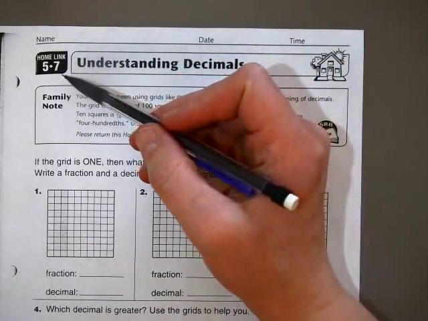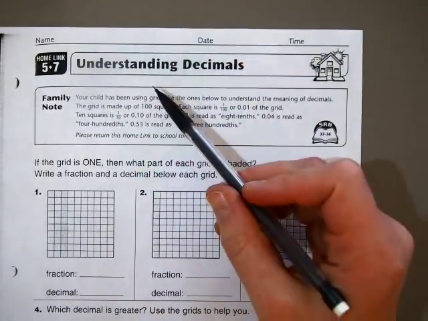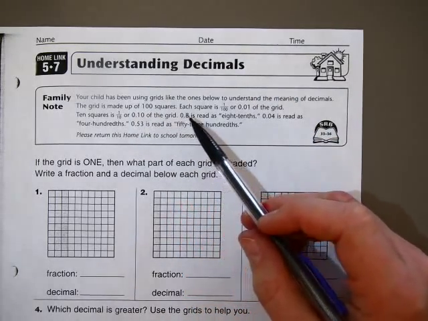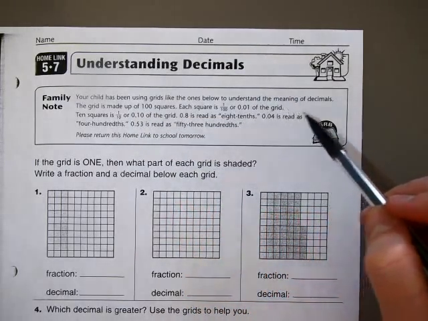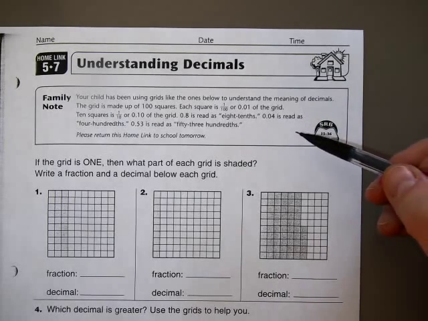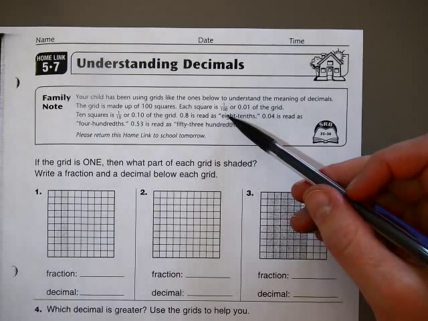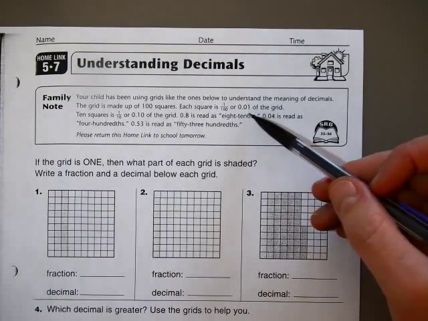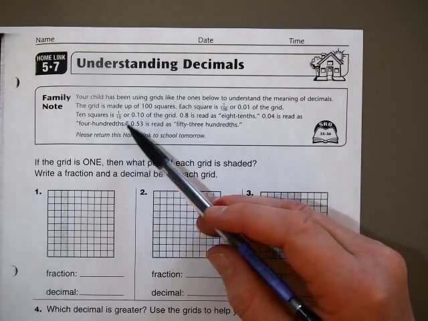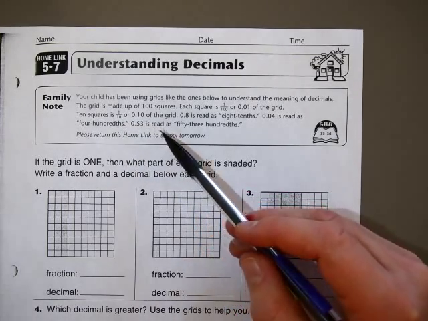This is Homelink 5.7 of Everyday Math, Understanding Decimals. Your child has been using grids, like the ones below, to understand the meaning of decimals. The grid is made up of 100 squares. Each square is 1/100th, or 0.01 of the grid. 10 squares is 1/10th, or 0.10 of the grid.